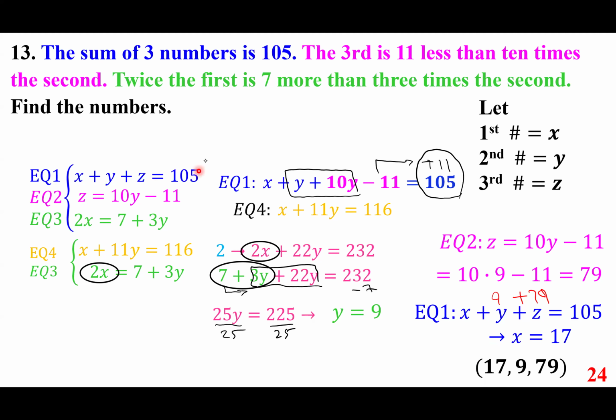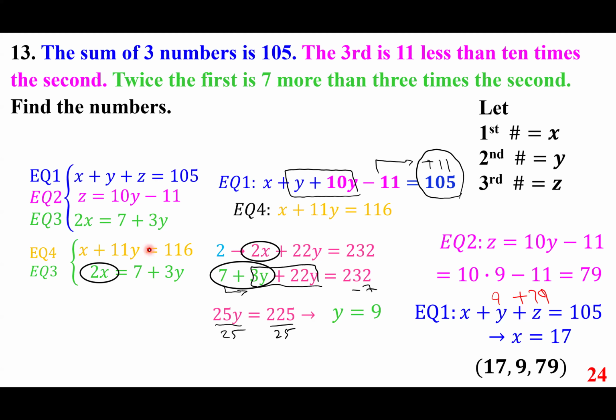And since we used equation 1 and equation 2, you really have to check with equation 3. 2 times x, that means 2 times 17 is 34. 7 plus 3 times y, 3 times 9 is 27, plus 7 also is 34. So you have to check, and it doesn't take long before you can find the answer. So this is doing it by hand.